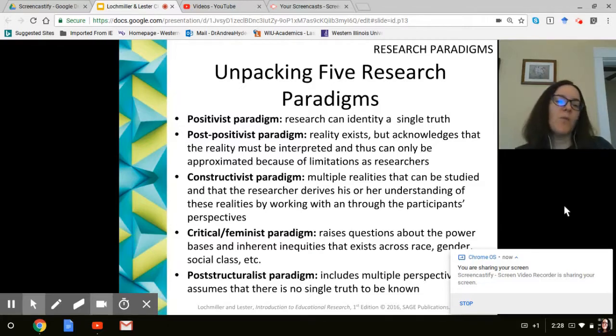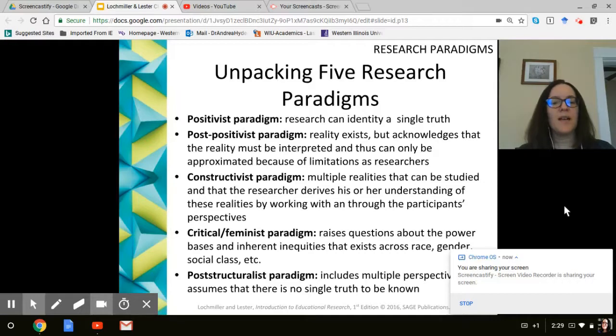Then we're going to move more into paradigms that are going to be evident in qualitative research. So we've got the constructivist paradigm. Most educational researchers are embodying the constructivist paradigm, and they might not talk about it, they might not name it this way, but it has to do with the fact that we realize that people perceive reality differently.